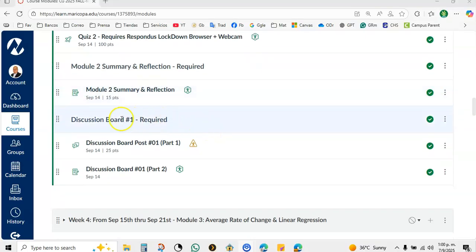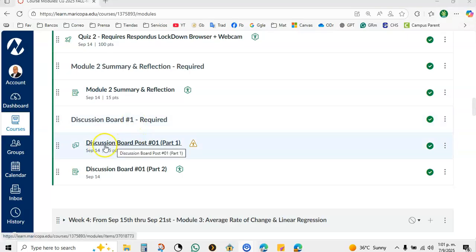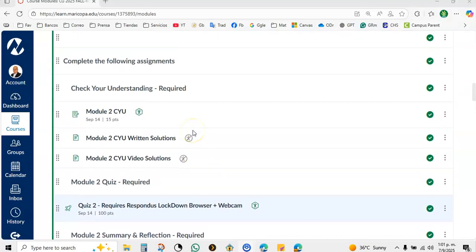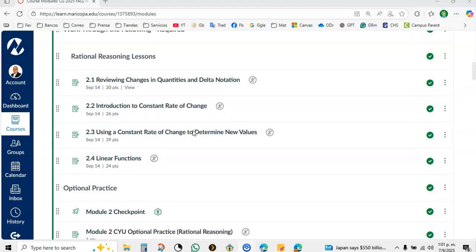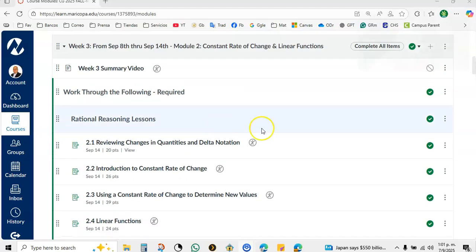And this week you will also have to cover discussion board 1, in 2 parts. The first is going to be your post, and the second part is going to be your peer replies. So this is basically what we're going to cover this week.